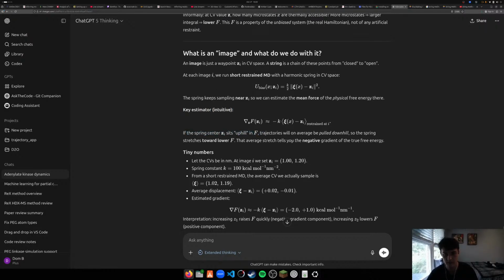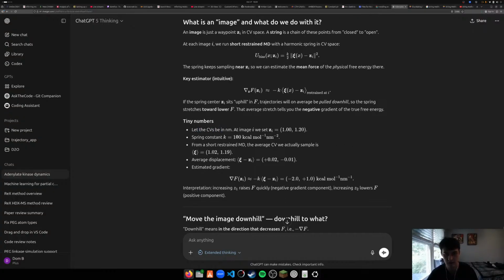The spring center Z sits uphill in F, so trajectories will on average be pulled downhill. So the spring stretches towards F. That average stretch tells you the negative gradient of the true free energy.